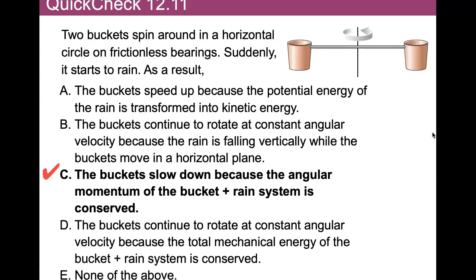Let's also think about why the other answers are wrong, right? So it doesn't speed up, it slows down. So A and B are incorrect. Yeah, they're all obviously incorrect. I mean, they have the wrong prediction. All right.